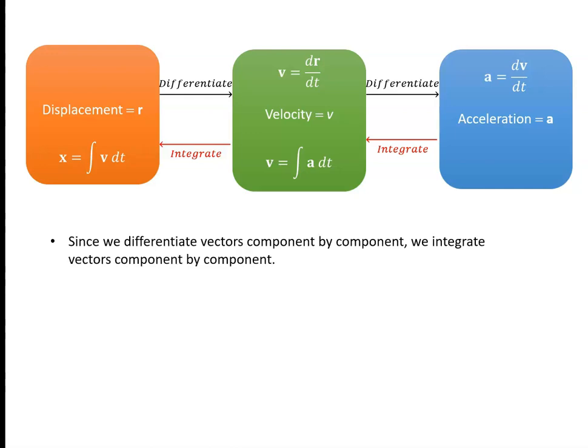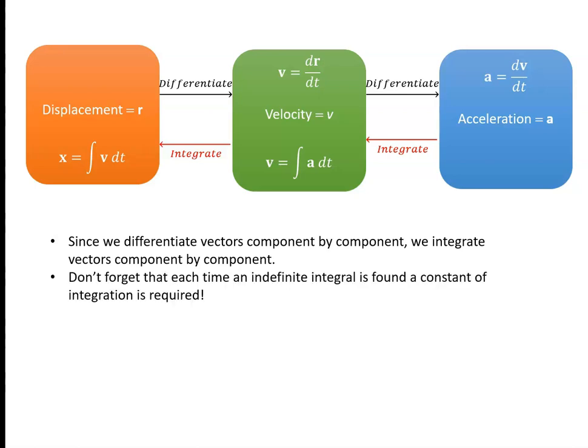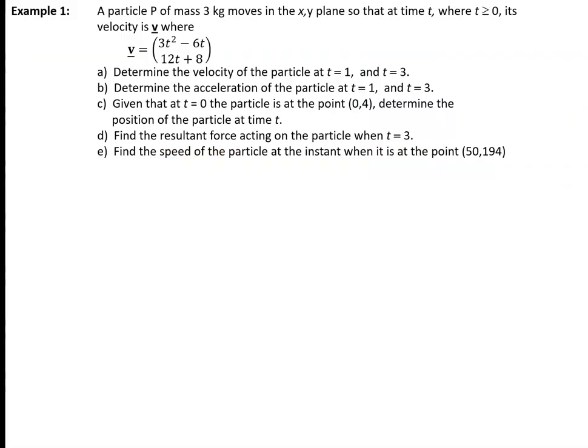Now, since we differentiate vectors component by component, we're going to do exactly the same when we do the integration. We're going to integrate vectors component by component. And it is important to remember that each time we do an indefinite integral, we need to put a constant of integration into our answer. And then we shall have to use the initial conditions that we are given to find out the value of that constant of integration. So, let's have a look at some examples.